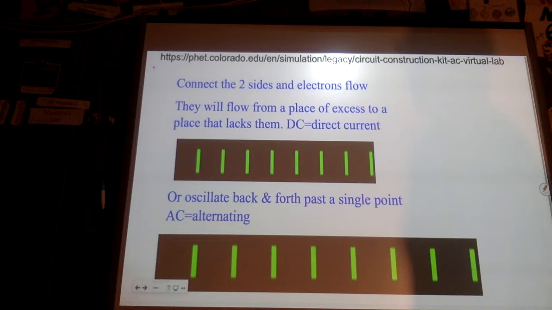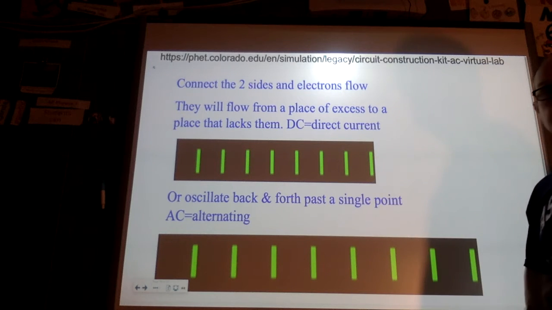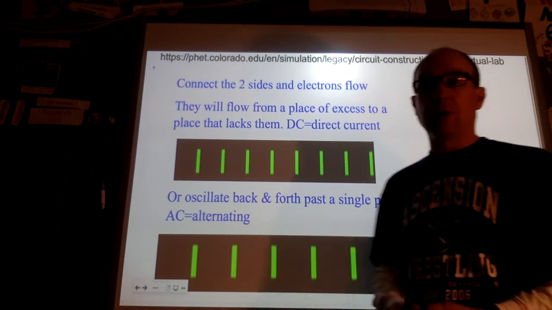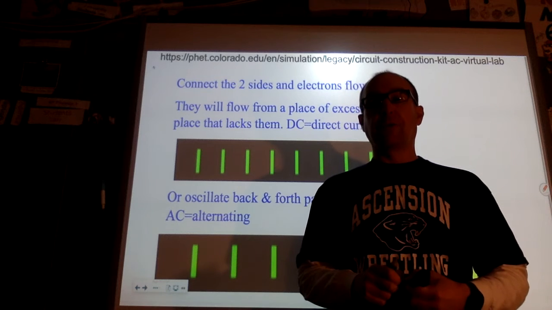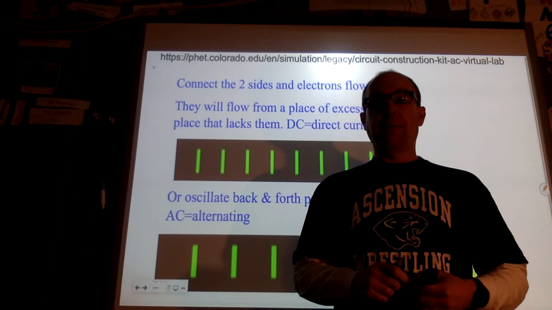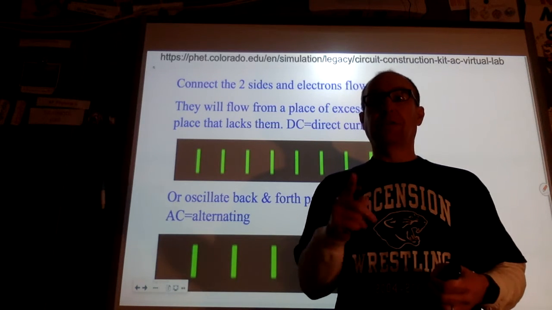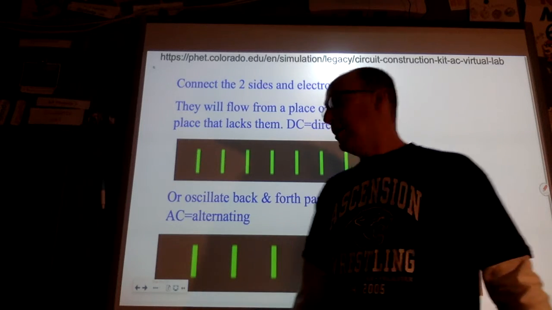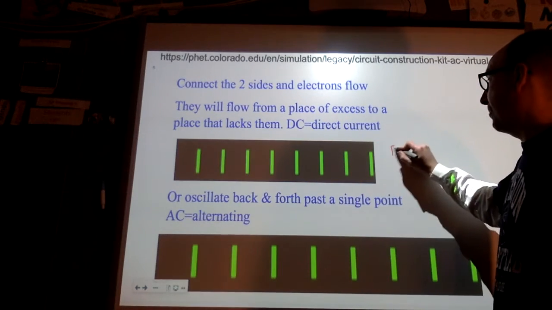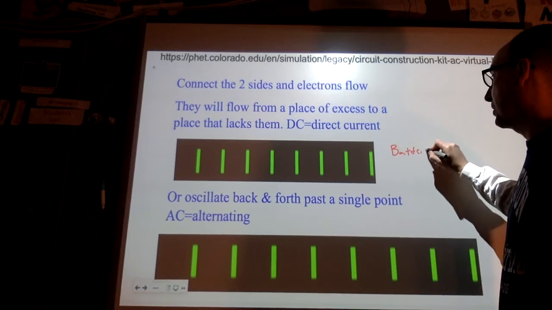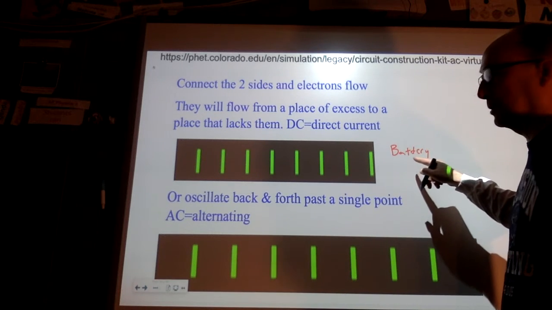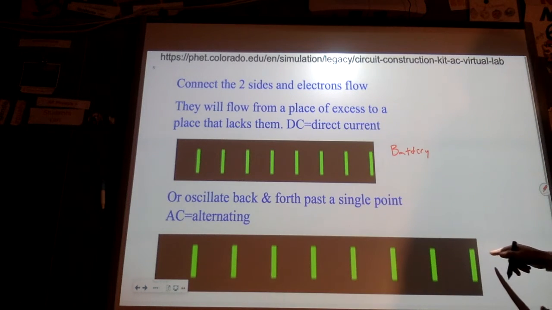So direct current is going to be current just going in one direction. Alternating current is going to be the same electrons just going back and forth. Direct current is what we get from batteries. This is how your phone works. This is how your computer works, like a laptop.